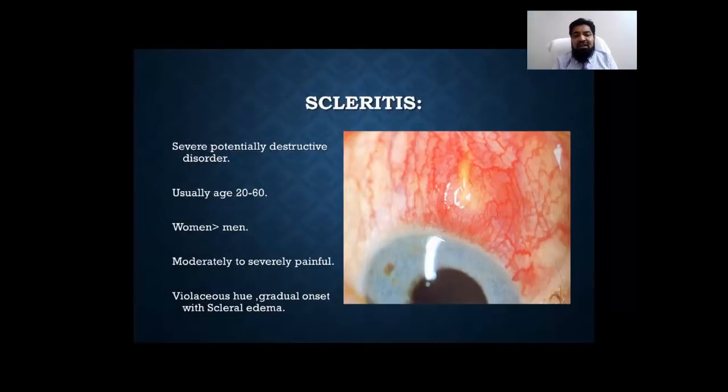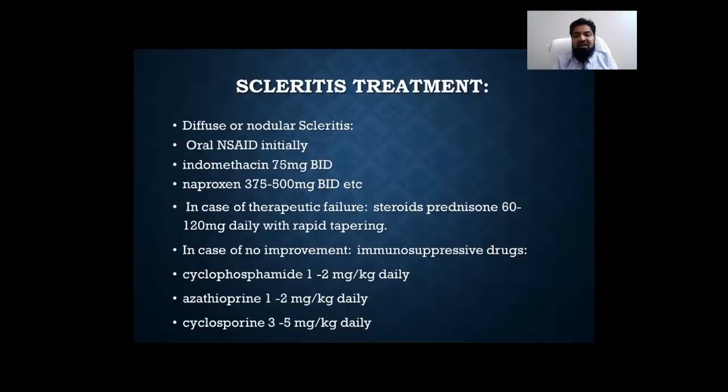Scleritis, again, is inflammation of the sclera, and it is a more destructive disorder, usually occurring at the age of 20 to 40. It has pain, but less escapade than episcleritis. There are different types of scleritis, some diffuse or nodular, and for treatment we can give indomethacin, a painkiller, naproxen, as well as steroid, cyclophosphamide, azathioprine, and cyclosporine.